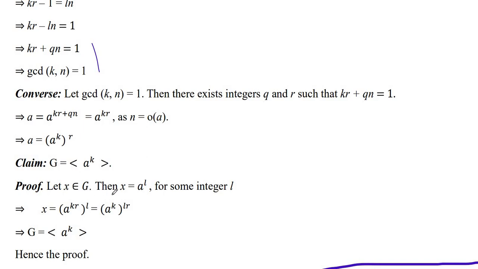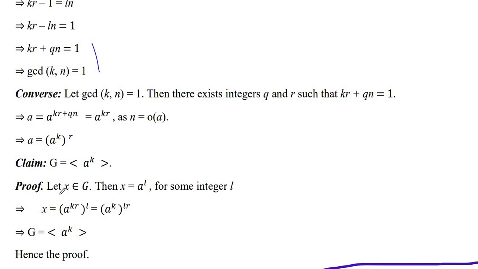So you consider X in G, then X can be written as, because G is generated by A, that's given, some integral power of A. So when we consider X, we have this A being written as A power KR, you have this step, and this again rewritten as A power K raised to LR. So X, which is an arbitrary element in G, is generated by A power K, because this X is written as some integral power of A power K. So G is generated by A power K.